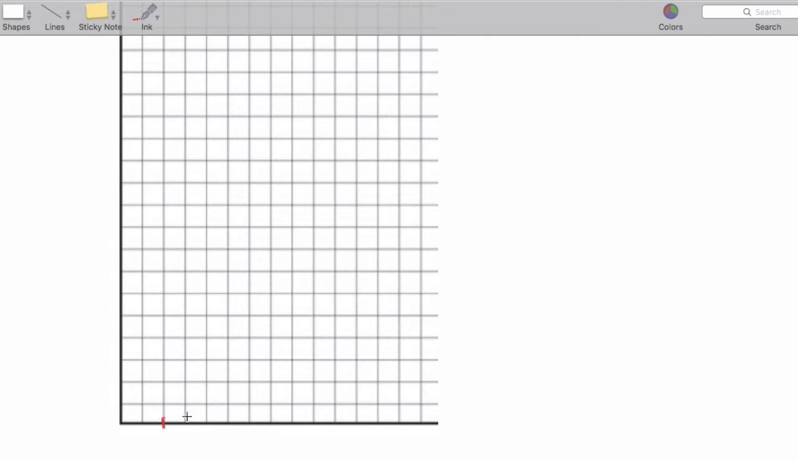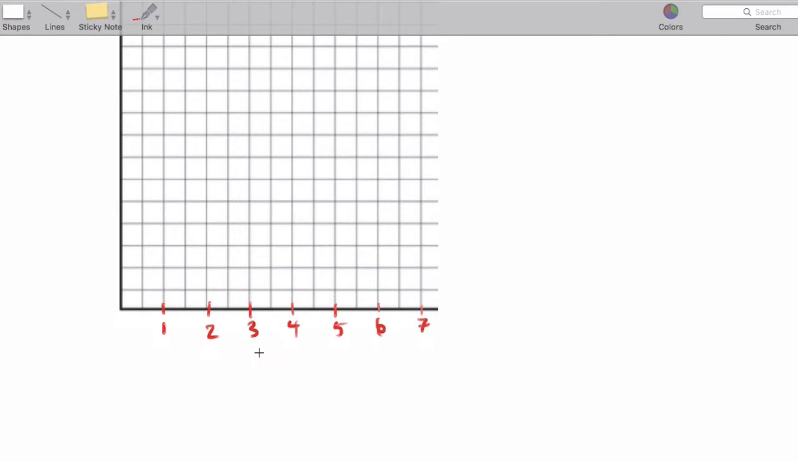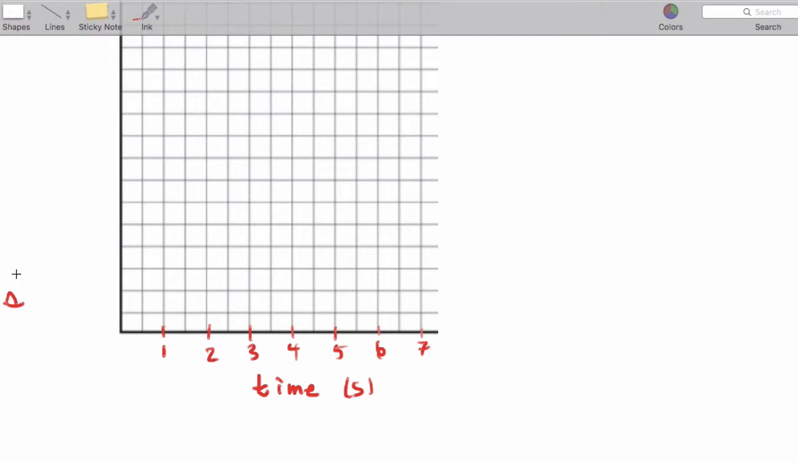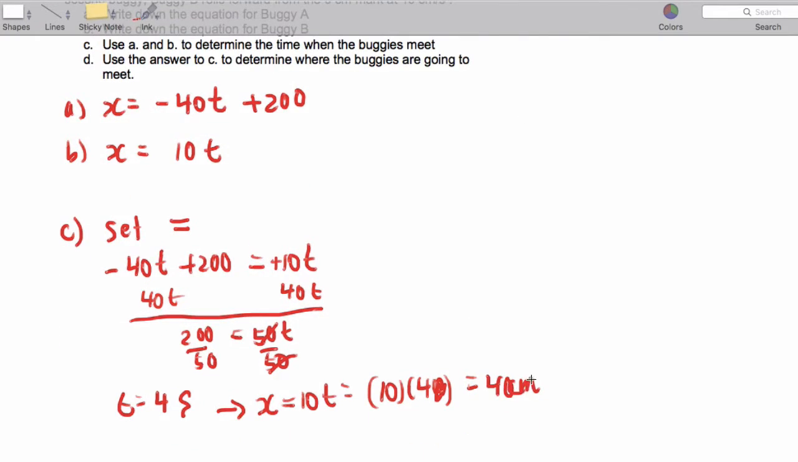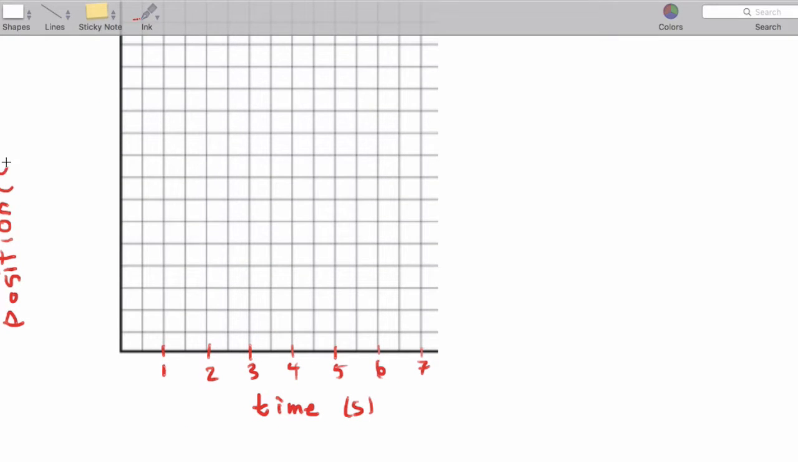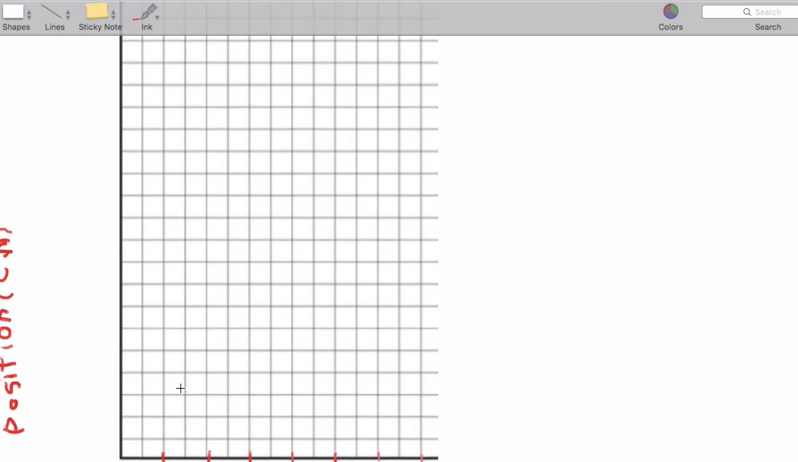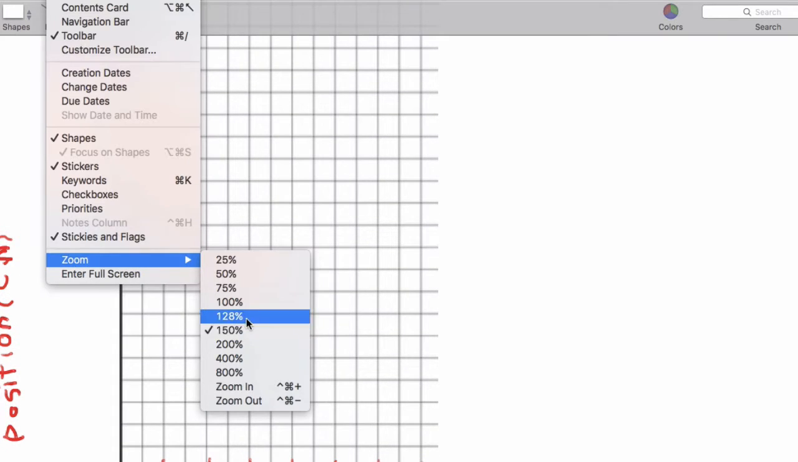So let's just see. 1 second, 2 seconds, 3 seconds, 4 seconds, 5 seconds, 6 seconds, 7 seconds. This is the time in seconds. And then here we're going to have the position. And I believe the unit of that is meters? Centimeters. There we go. So let's just shrink this a little bit so we can actually see it better.